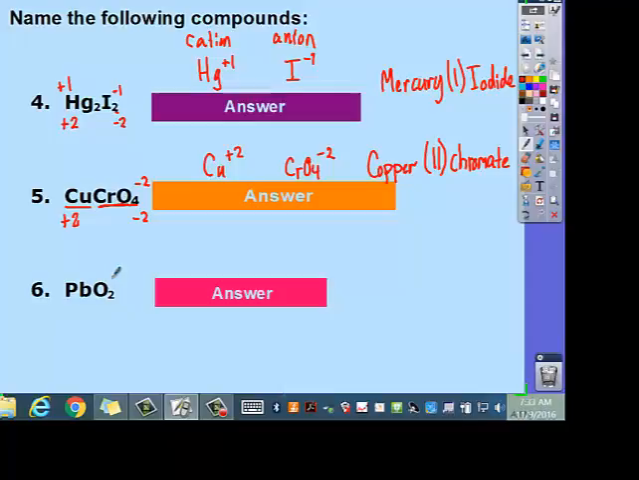PbO2. Oxygen has a -2 charge. There's 2 of them though, so that's a -4 total. Pb has to be a +4 then. And so my cation is Pb with a +4 charge. My anion is oxygen with a -2 charge. Pb is lead 4. The way you write 4 is IV. And then oxide.